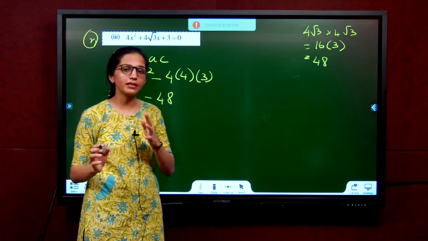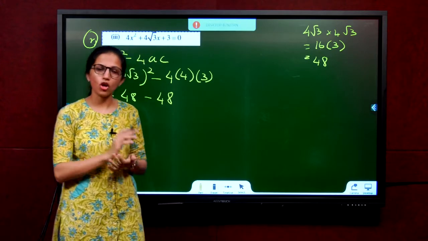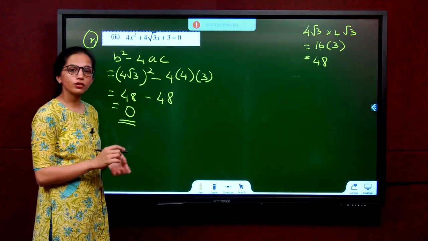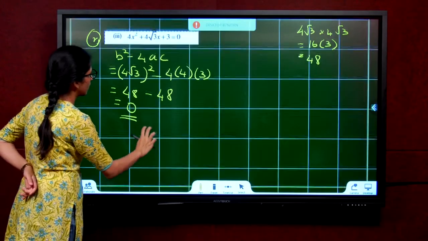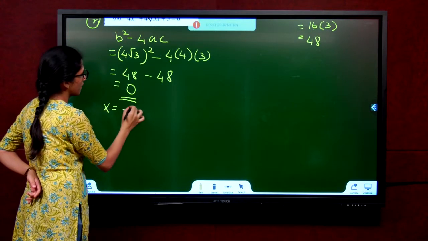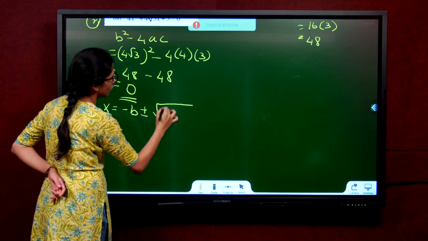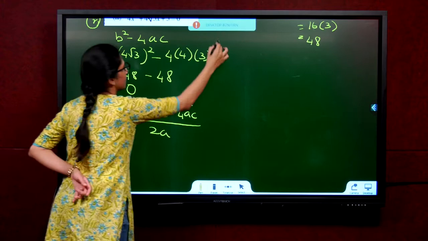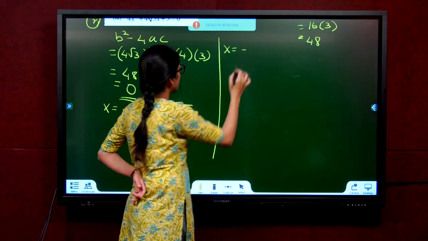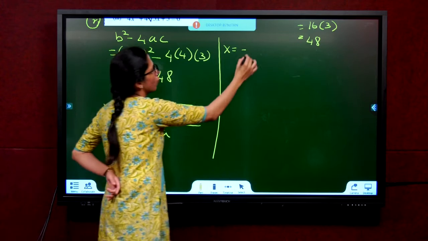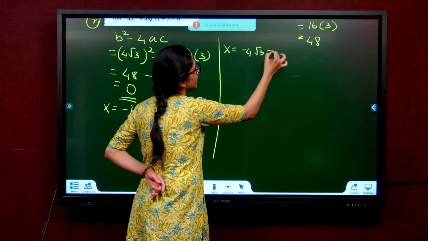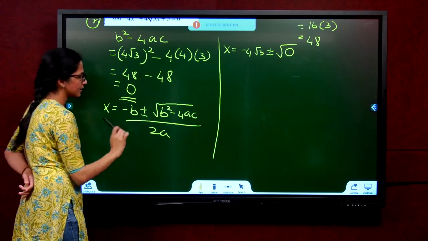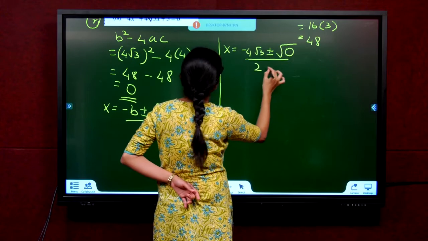If b square minus 4ac is greater than or equal to 0, roots will exist. If it is 0, the roots will exist and they are also equal. Let us check if it's equal. So x is equal to minus b plus or minus root of b square minus 4ac by 2a. What is the value of b? 4 root 3, plus or minus root 0. Why 0? Because b square minus 4ac is 0, divided by 2 into a.